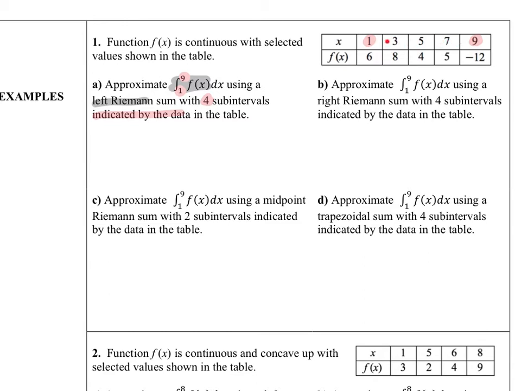Because I have all these equal subintervals of length 2, I can shortcut this left Riemann sum a little bit and factor that 2 out and multiply by just all the heights on the left side.